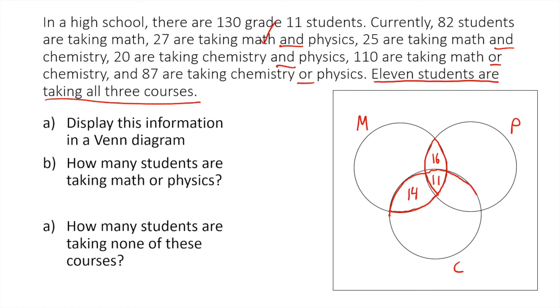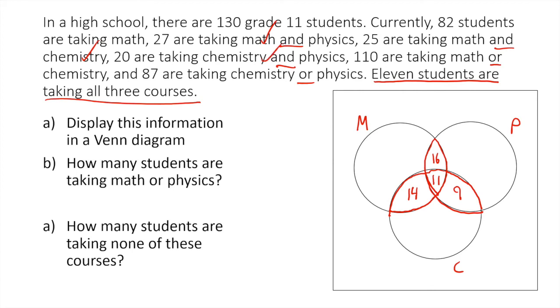And for the third overlap, in the case of physics and chemistry, we know that there are 20 taking the 2, but there's 11 that are taking all 3, and so that gives us 9 that are taking just physics and chemistry, but not math. Okay, so the and statements are done.